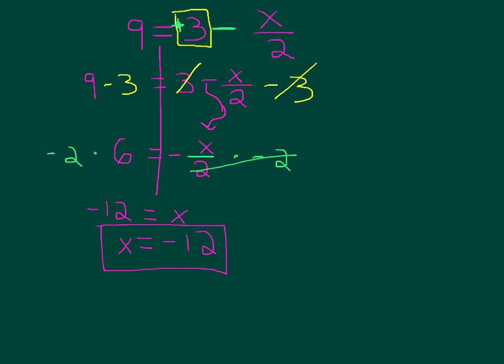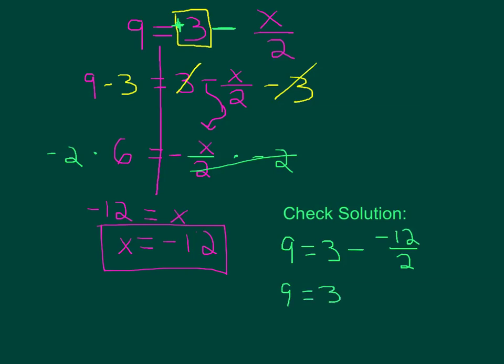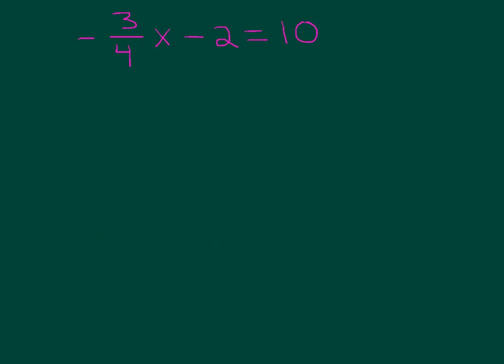Now let's check it. So I have 9 equals 3 minus, and then x is negative 12 divided by 2. So let's check. 9 equals 3 minus a negative means plus, and 12 divided by 2 is 6, and 3 plus 6 is 9, so it checks.